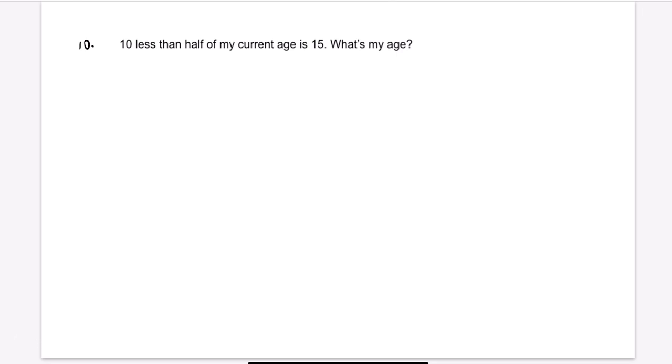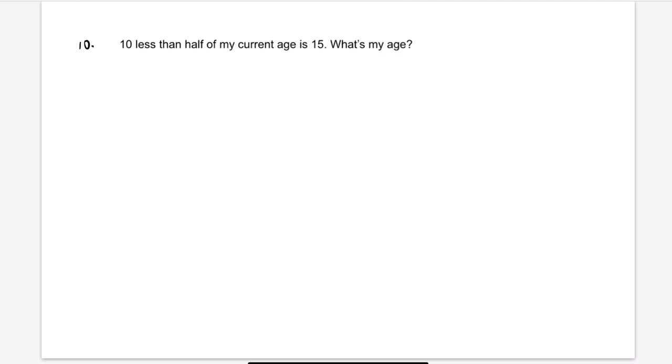This problem states that 10 less than half of my current age is 15. So what is my current age? That's the question. So let's try to convert these phrases or words or sentences into mathematical form.